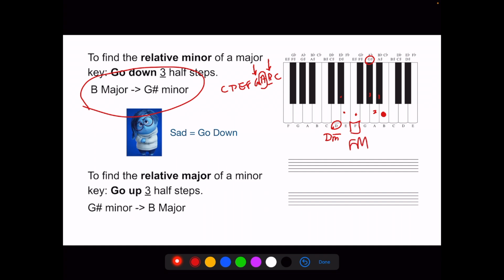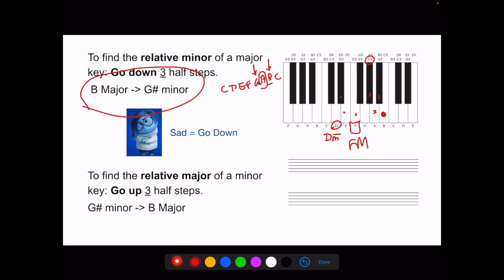Okay, so I like to just use this sad character from Inside Out to remember that, hey, if you are sad, then you go down, right? Your mood, your emotions go down. So if you want to find the relative minor, minor is a sad key. If you're trying to find sadness, then you go down 3 half steps.